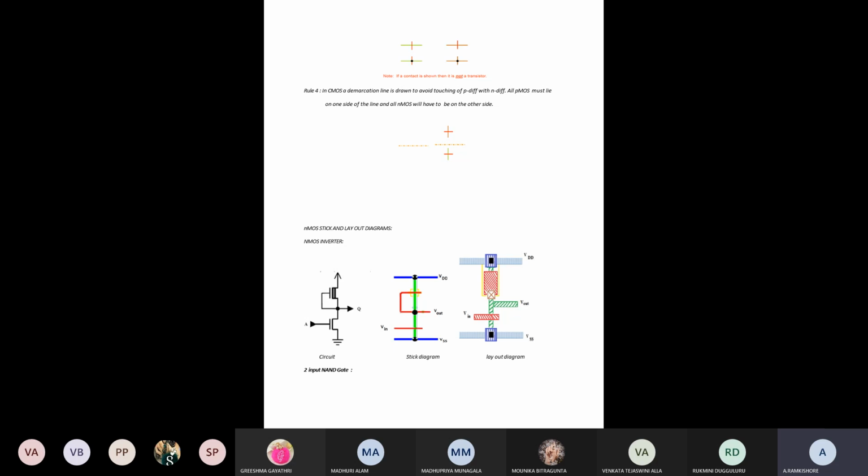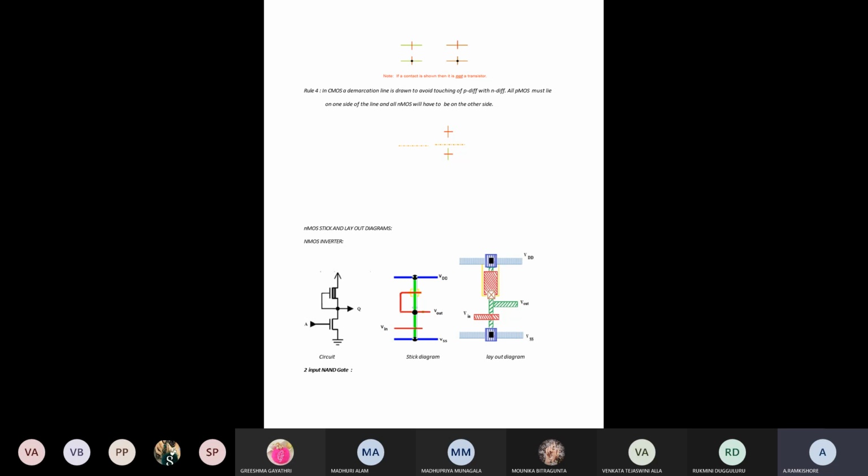If you are using the same material, we need not draw any type of connection from one material to another. If we have taken two different layers, then we have to show a connection. That means metal to N diffusion, and at the same time from diffusion to output.